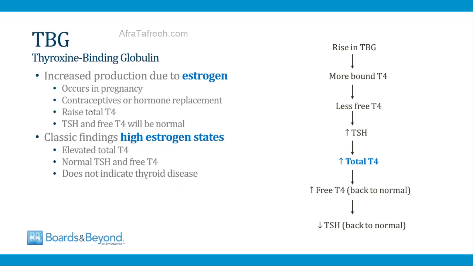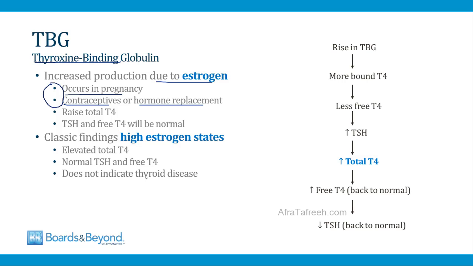A super high yield thing to know for your board exams is that the liver increases its production of TBG anytime there are high estrogen levels in the body. So this happens in women who are pregnant. They have lots of estrogen around. It can also happen in women who are taking estrogen-containing contraceptives or hormone replacement therapy.